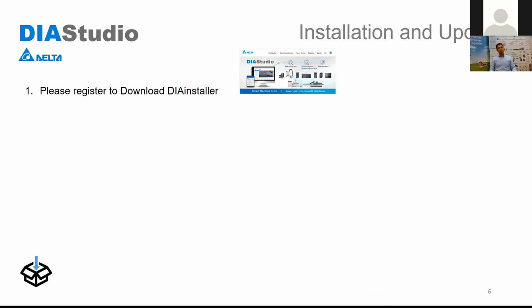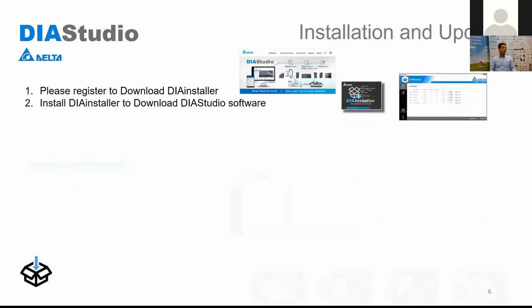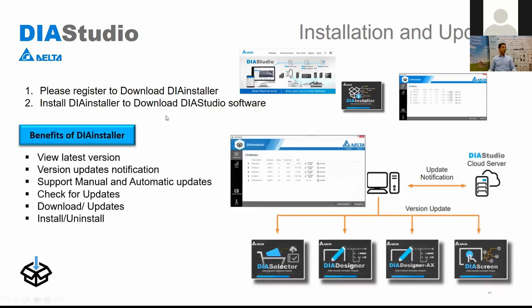So how to install and update? Actually, we already sent you an email on how to do it. We have a specific website for it. You download the installer, and when you download the installer, you see which components we have inside. And the good thing is that it is centralized. So if there is any update in the software, we all receive it at the same time, and we will get the notification immediately. The idea is to see the latest version and update notifications, also centralized manual and automatic updates, etc.